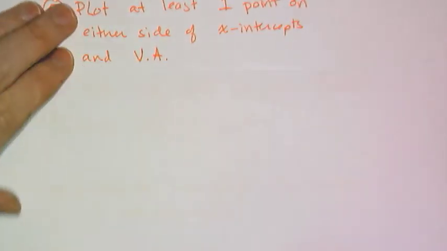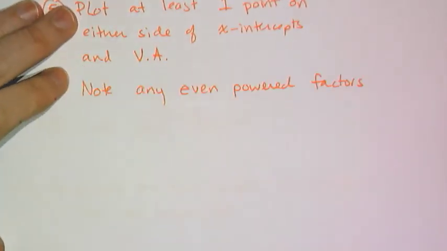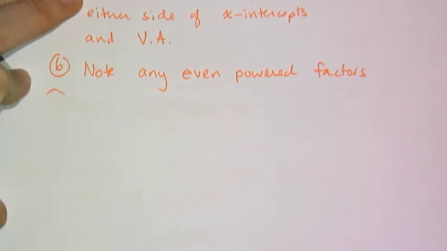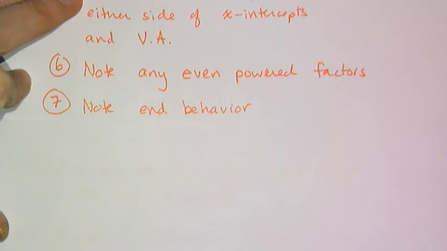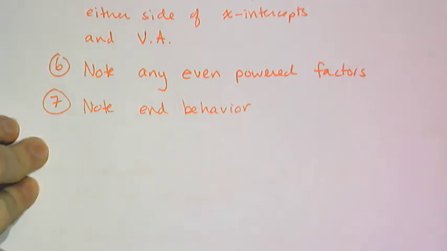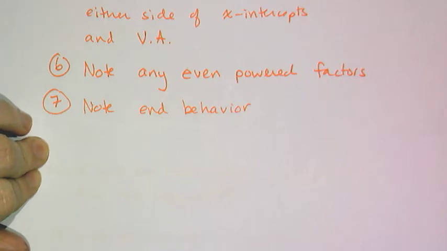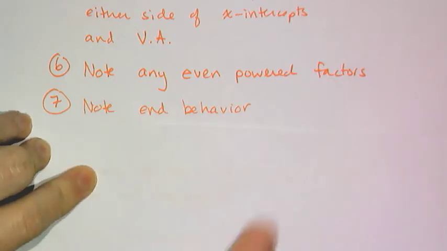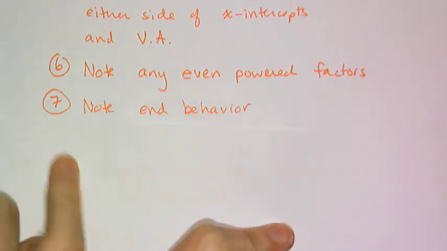And then you have to note any even-powered factors, and I'll explain why in a little bit. And finally, note end behavior. Okay, so don't forget that if you have a horizontal or slant asymptote, your graph has to approach it. And if you have neither of those, then your rational function is going to have end behavior like a polynomial, meaning it's either going to increase or decrease.